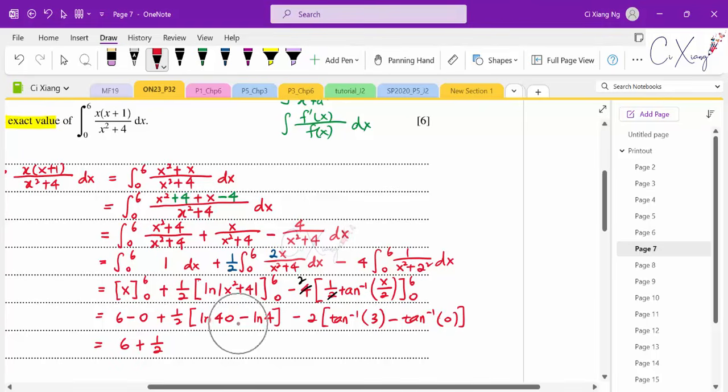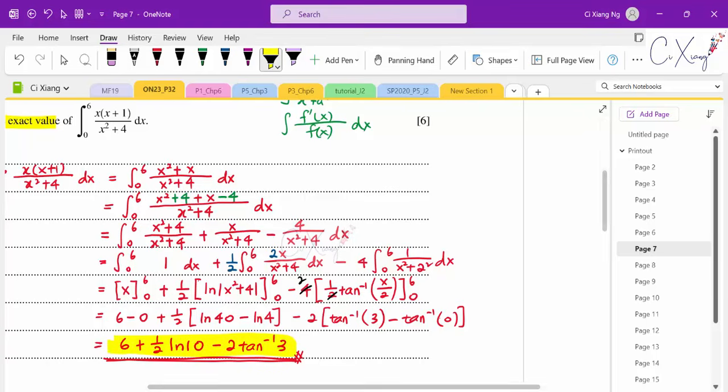So ln 40 minus ln 4. Ln 40 minus ln 4 can be written as ln 40 over 4. So ln 40 over 4, you get ln 10. Okay, so this whole thing becomes half ln 10. And after that, minus 2, you copy a minus 2 tangent inverse 3. Tangent inverse 0 will give you a 0. So you just leave it as 0. So by right, you should have -2 tangent inverse 3. So basically, this is what we have as our final answer for this integration.